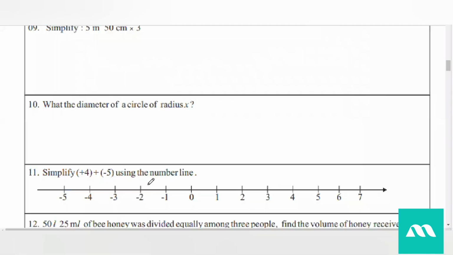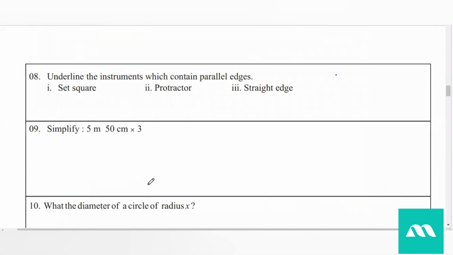Okay, then let's discuss the eighth one. Underline the instruments which contain parallel edges. Which contains the parallel edges? Set square. Which shape is a set square? It is this shape, no?